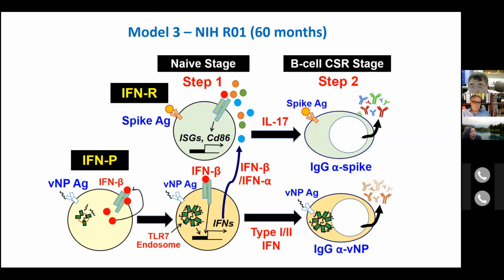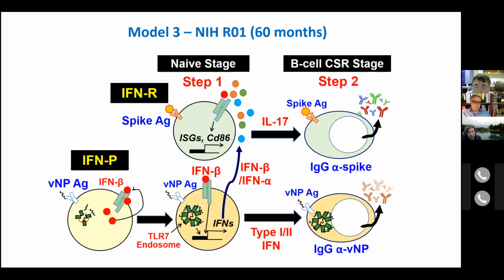So this model is based on our previously published data. The B cell has two types. The first kind of B cell produces type 1 interferon, whereas the second kind of B cell is the type 1 interferon responding B cell.